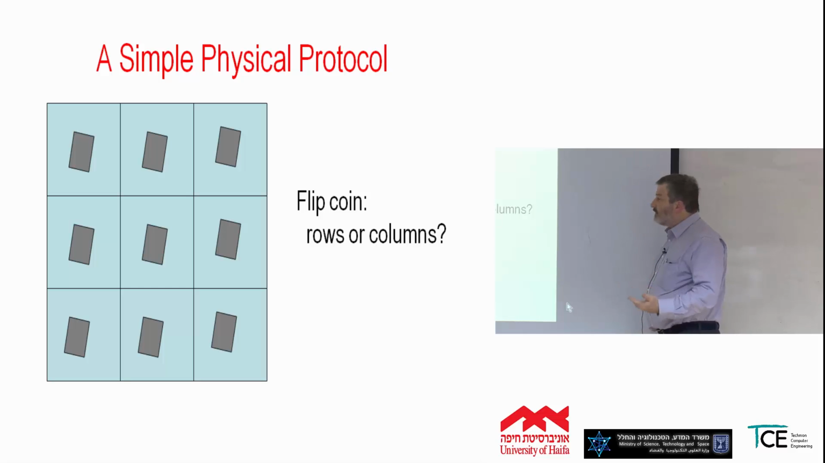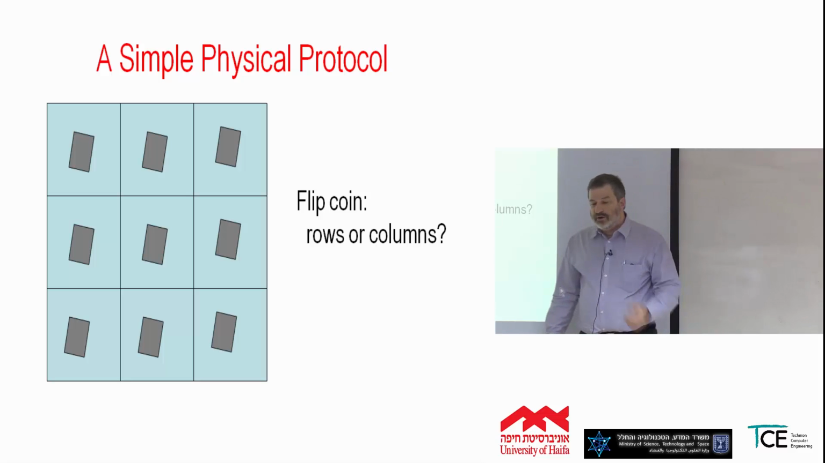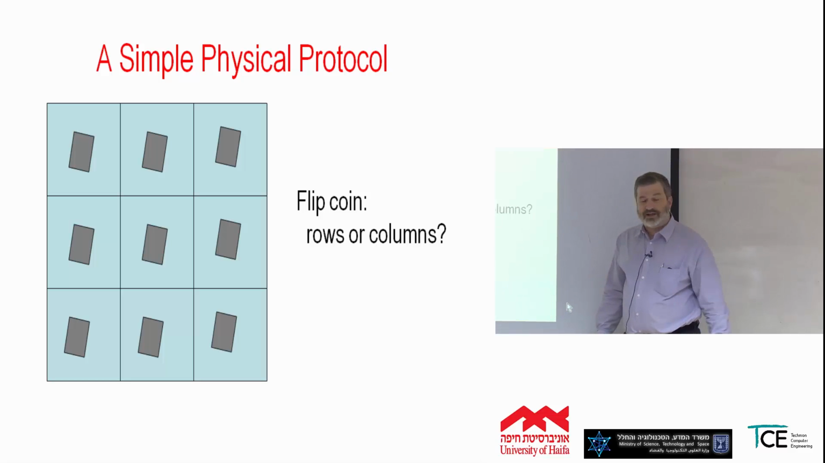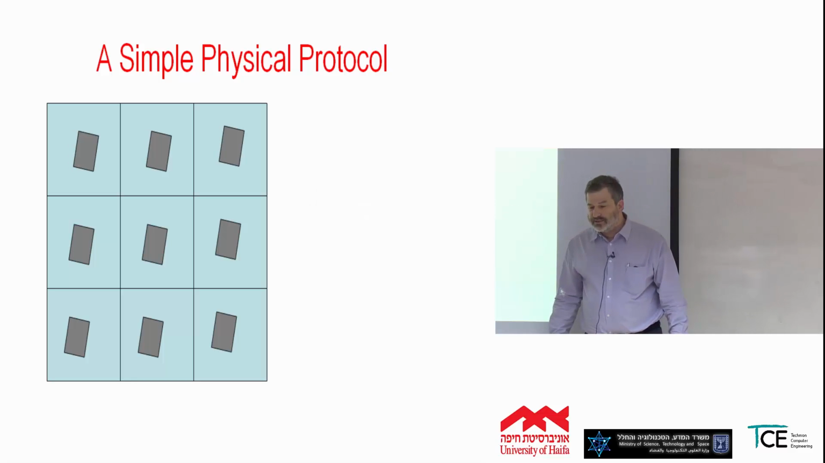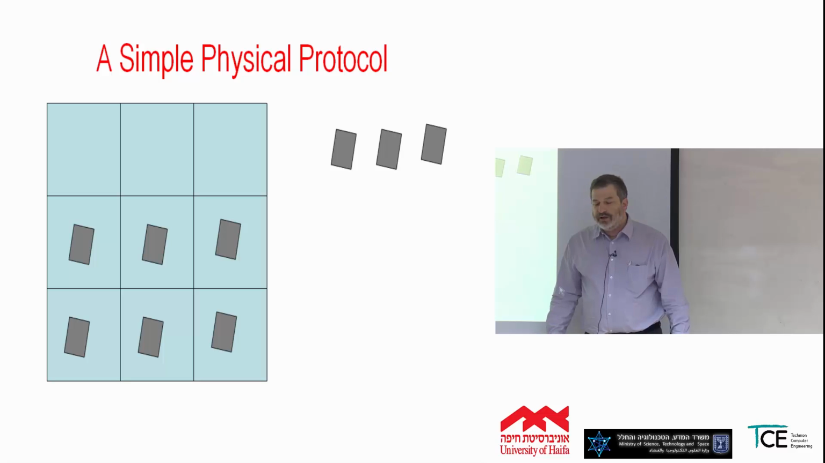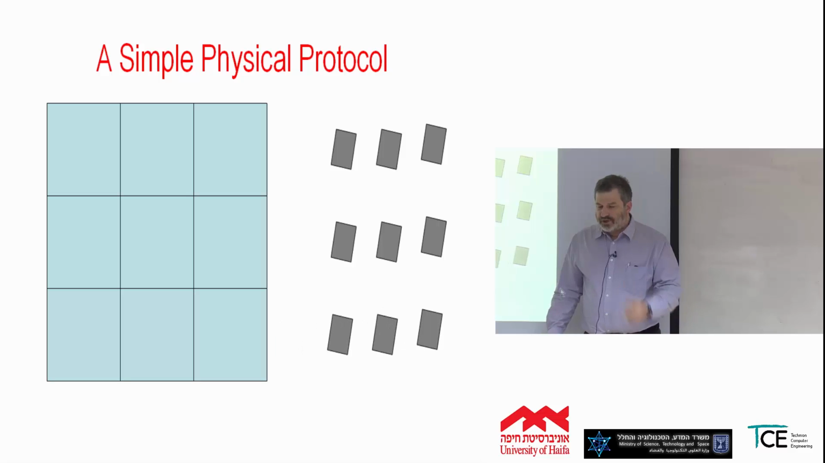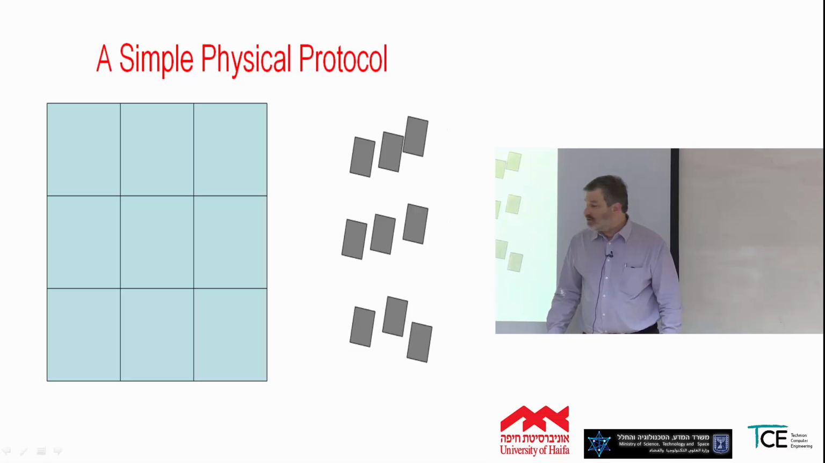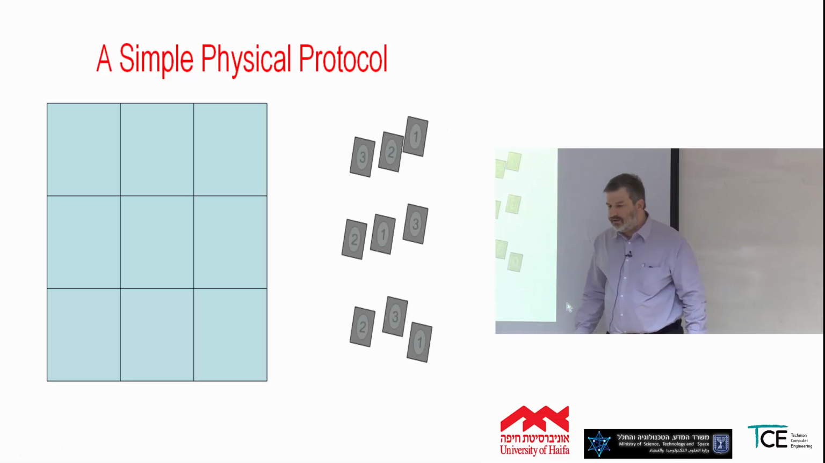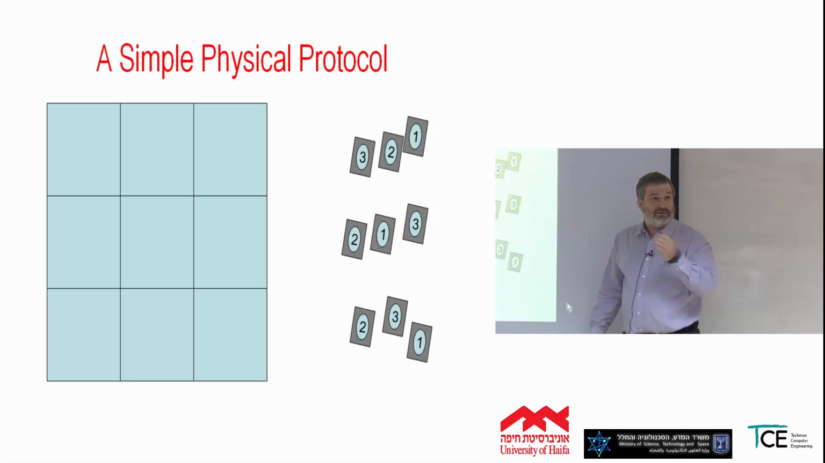So Veronica flips a coin and decides whether, it doesn't have to be a fair coin, but from her point of view, it shouldn't be something that Paul can guess ahead of time. She decides to pick either rows or columns. Let's say she decides rows, so the cards are taken row by row and shuffled. Each row is shuffled separately, and then it's revealed, and Veronica has to make sure that each row contains the numbers 1 through 3. Okay, so that's the protocol.